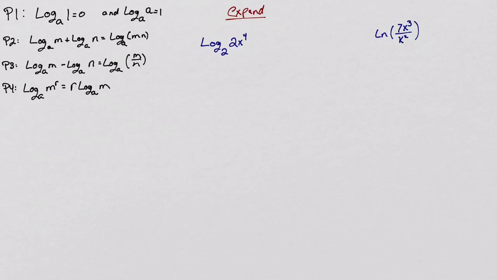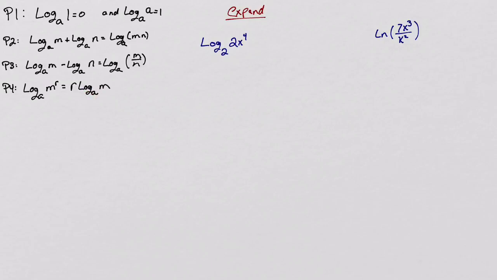P2, and I'm really using P for the word property, but P2 is going to be log base a of m plus log base a of n equals log base a of m times n. My third property, P3, is going to be log base a of m minus log base a of n equals log base a of m divided by n. And last but not least is my fourth property. This is log base a of m to the power of r equals r times log base a of m.